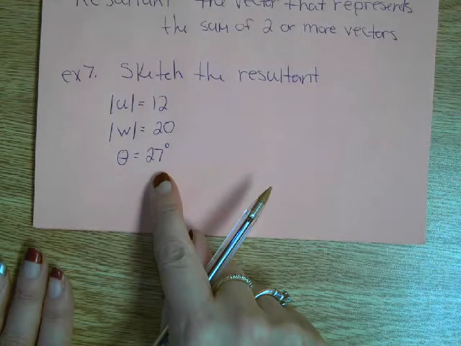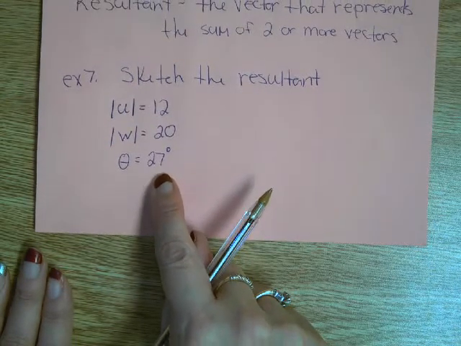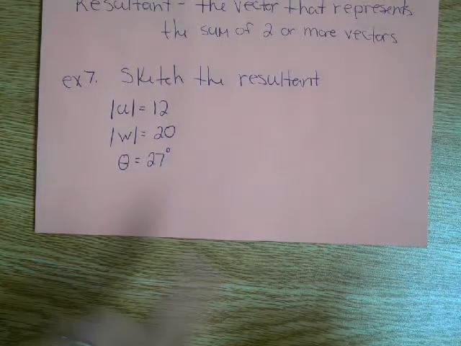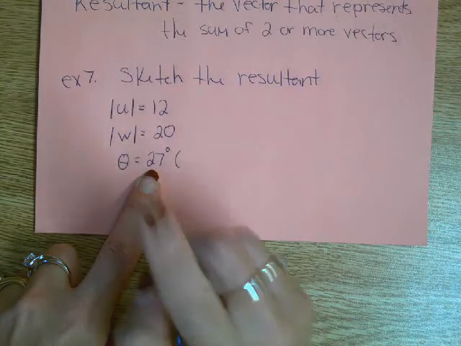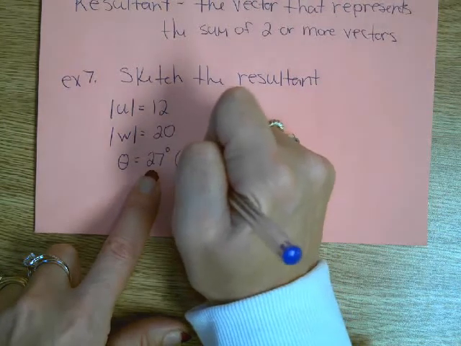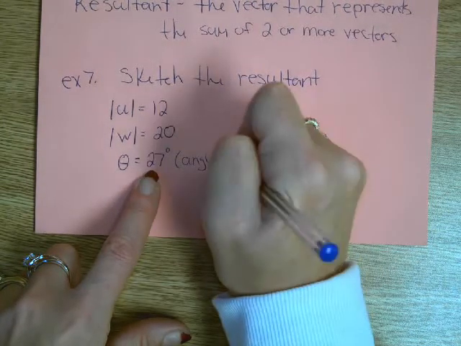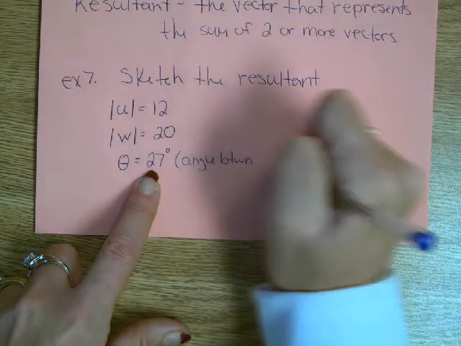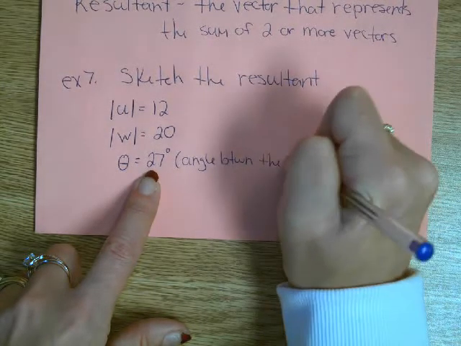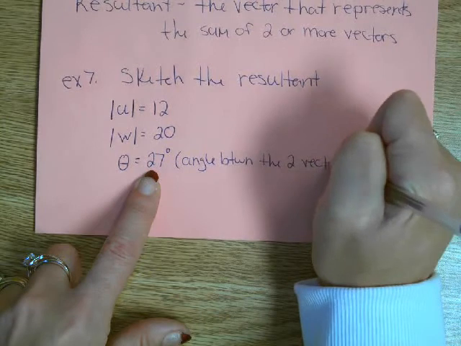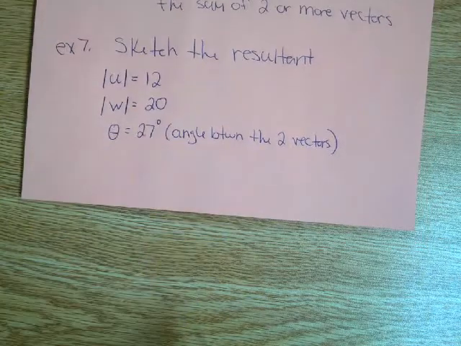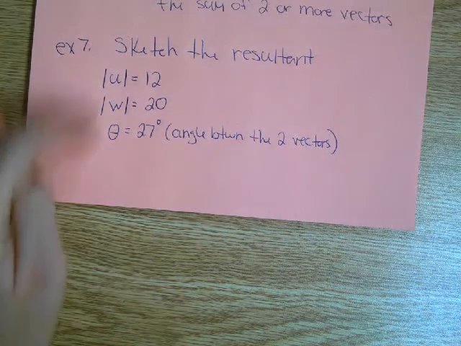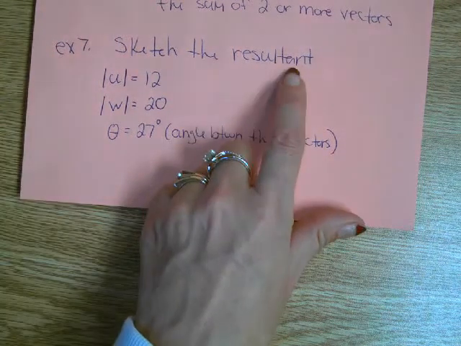That means that this is the angle between the tails of the vectors. Think of them as two ropes pulling, and this is the angle between them. So it's not the direction of one of them, it's the angle between the two vectors. So with those three pieces of information, we want to sketch the resultant, which means we're going to add u plus v.